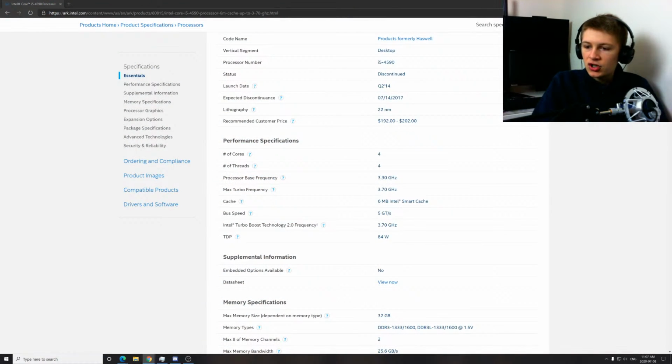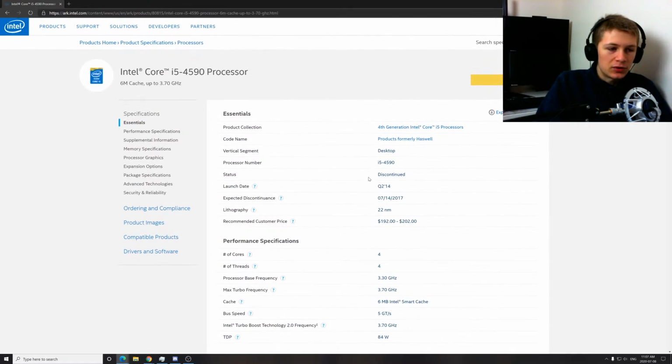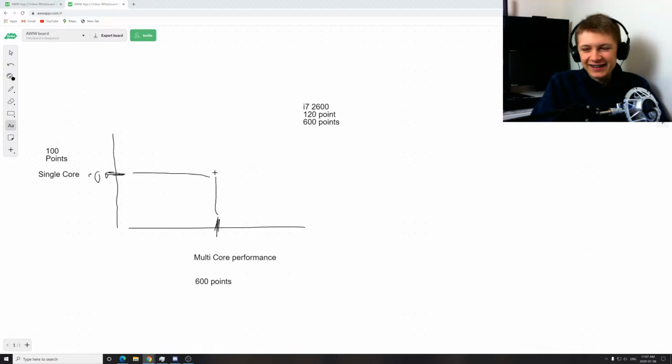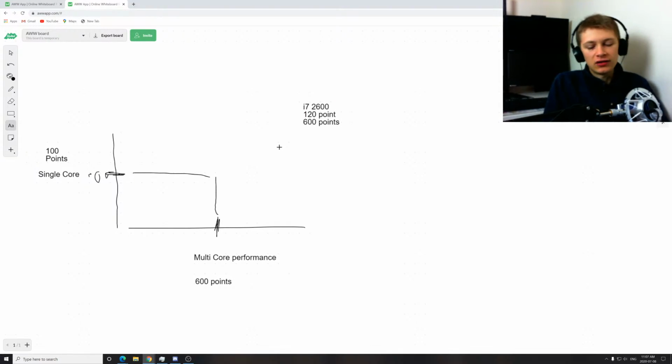But the problem with it is that it doesn't have enough multi-core performance. So in games like Call of Duty Warzone, yes, you can run the game on this 4-core, 4-thread CPU, but because it doesn't have enough multi-core performance, it doesn't allow you to run the game smoothly. This stuff is a little complicated, but we'll get through it. If you want a solid CPU that'll run most AAA games smoothly, you need to look at something like an i7-2600 or better.